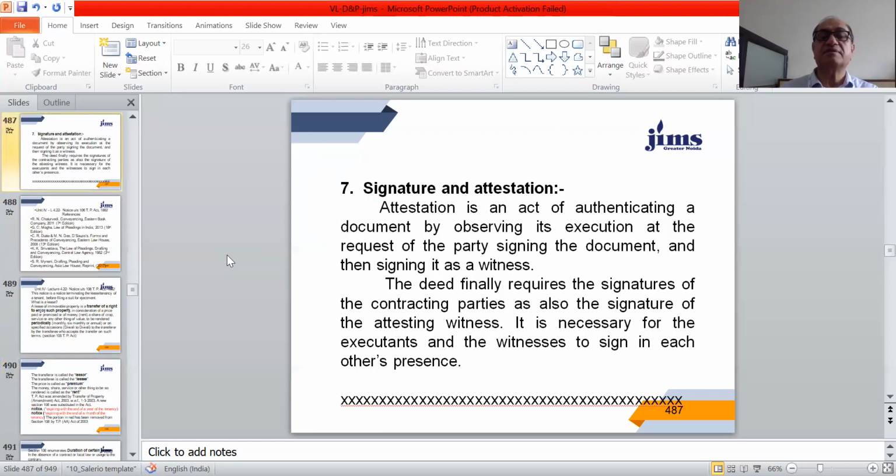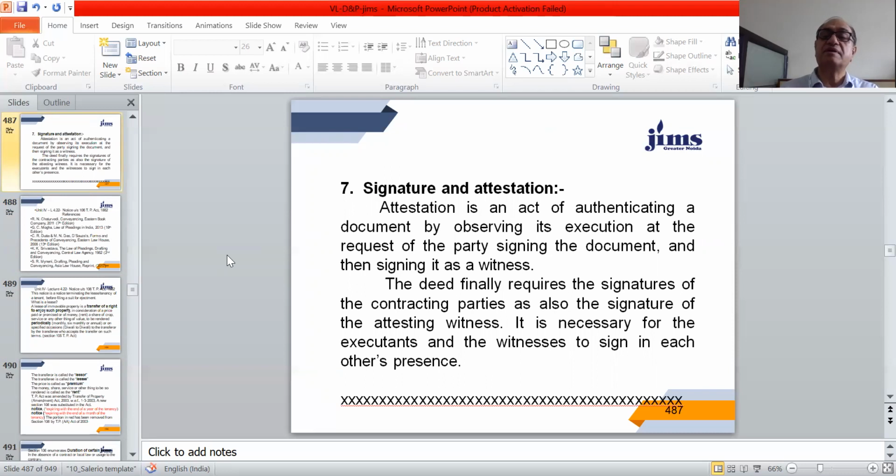Then lastly comes signature and attestation. Attestation is an act of authenticating a document by observing its execution at the request of the party signing the document and then signing it as a witness. The deed finally requires the signatures of contracting parties as also the signatures of attesting witnesses. It is necessary for the executant and witnesses to sign in each other's presence.